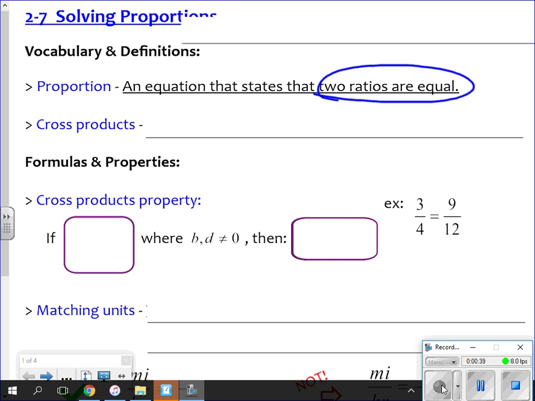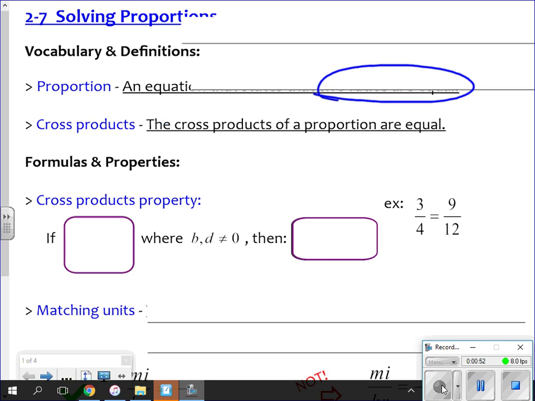Now, proportions are some of the easiest word problems to solve. We'll get to one of those at the end. They also tend to be one of the easiest types of equations to solve, because what you do is you use the cross products. Cross products of a proportion are equal. That's what you use to solve proportions. It works every time. You start out with fractions. After one step, you don't have any more fractions.